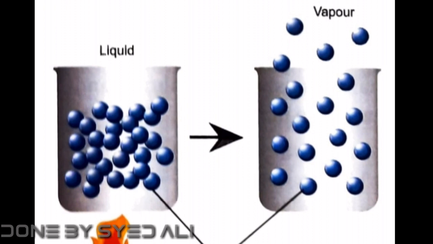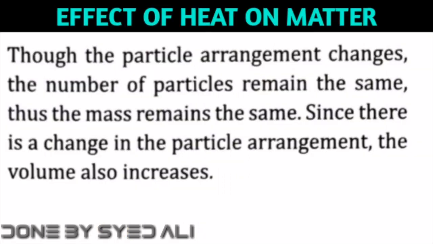The following example image will show the above statement. Liquid converted into vapor state by absorbing heat energy. Though the particle arrangement changes, the number of particles remain the same. Thus, the mass remains the same. Since there is a change in the particle arrangement, the volume also increases.